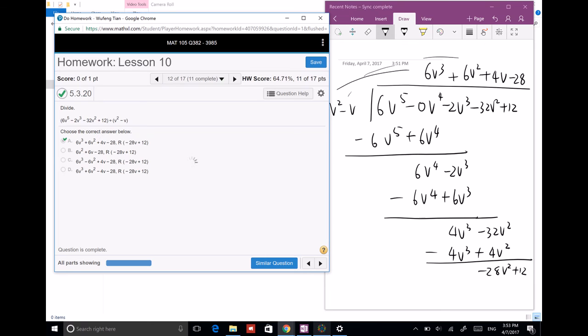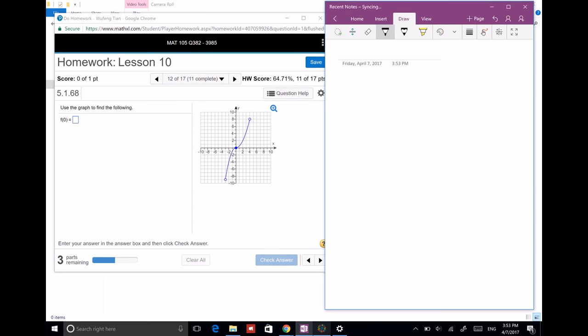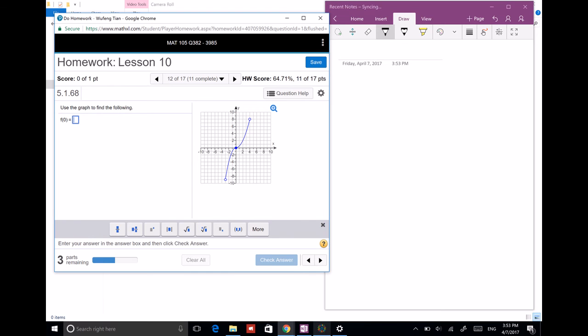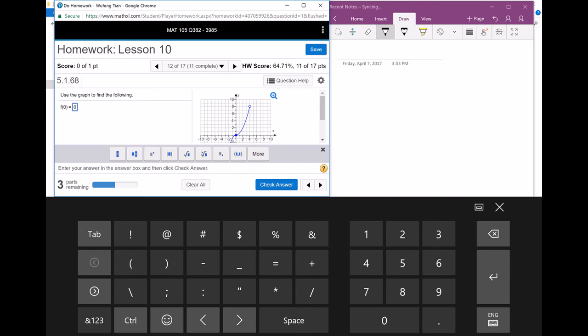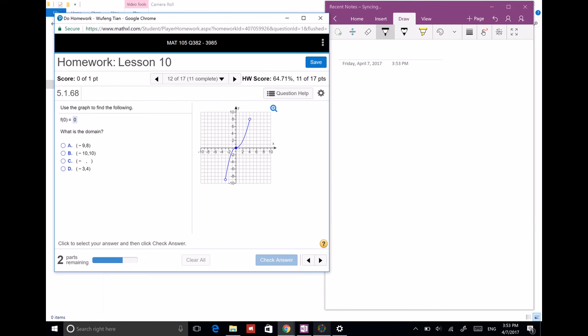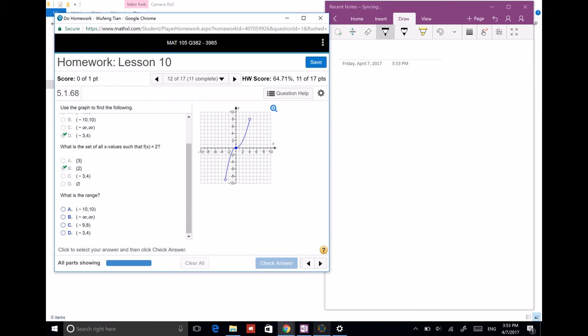Okay. And f(0) equals 0. What's the domain? Domain is x value from negative 3 to positive 4. What's the set of x? f(x) equals 2, so when y equals 2, x equals 2. What's the range? From negative 9 to positive 8.